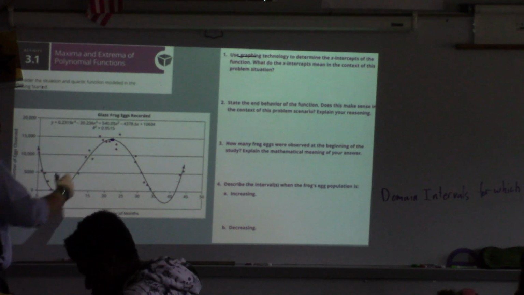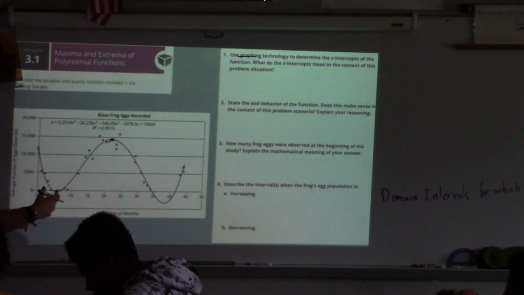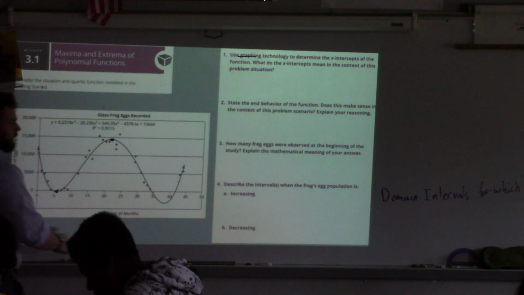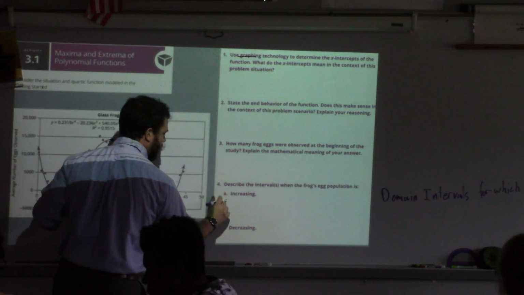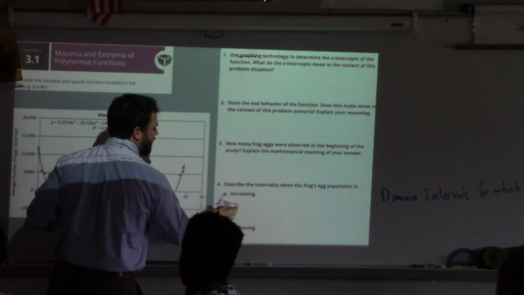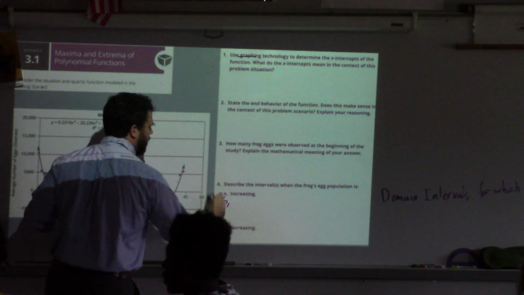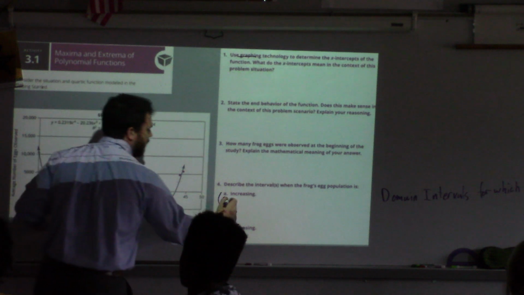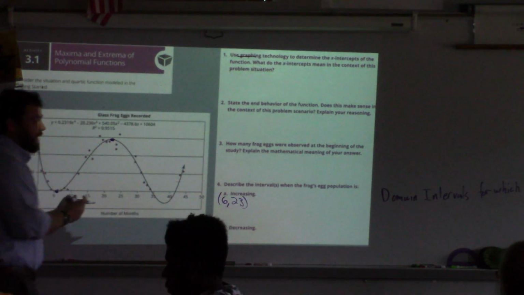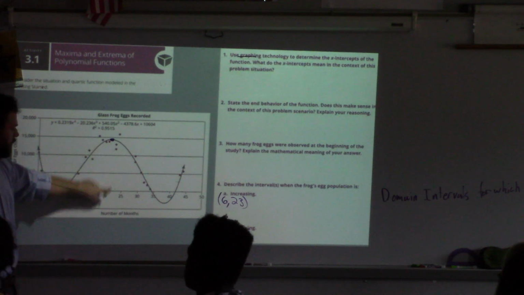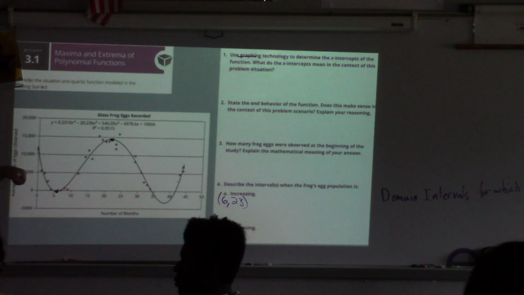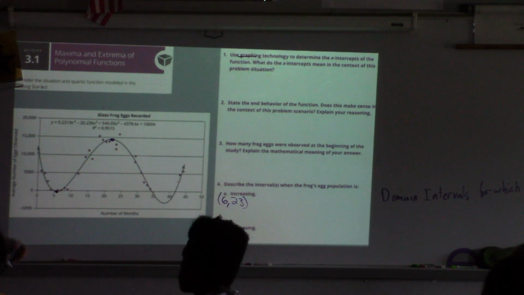It's increasing. That going up idea is increasing, and that's why we approximated this as, was that 5 point, I think we said 6, didn't we? 6, comma, and 23, okay? So that's what we're saying: from the x value of 6, from 6 months until about 23 months, the frog egg population increases, right? And that's what we're really saying.